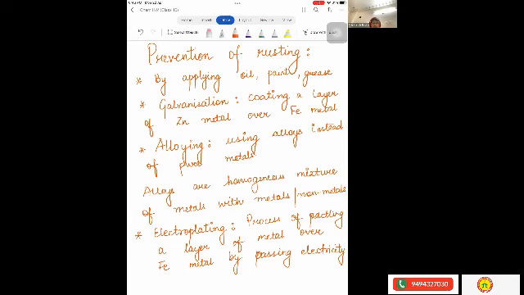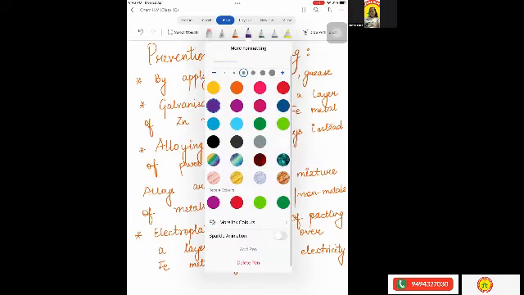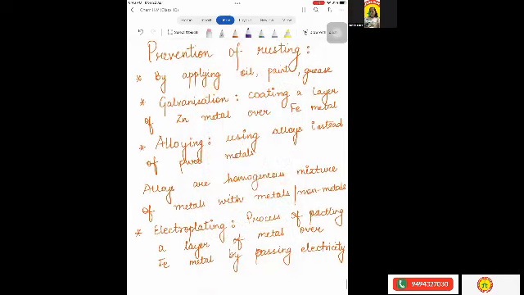Ma'am, I have a doubt. What's the difference between electroplating and galvanization? Galvanization specifically refers to the application of a layer of zinc, whereas in electroplating we can use many metals. It could be any metal. Galvanization can be considered as a part of electroplating.